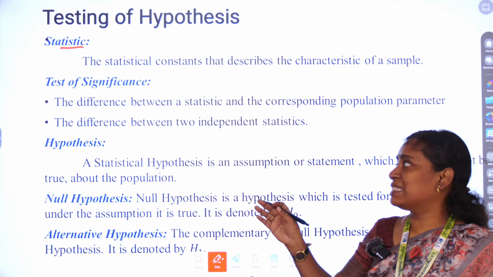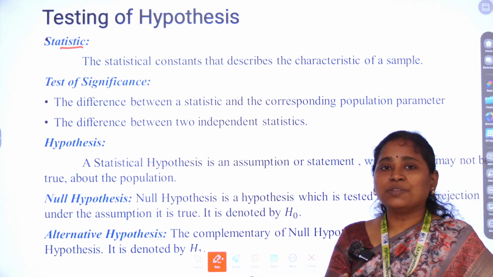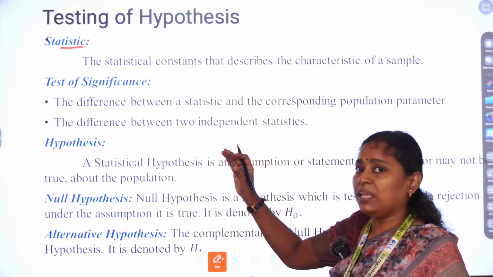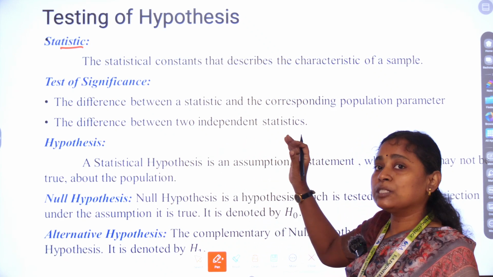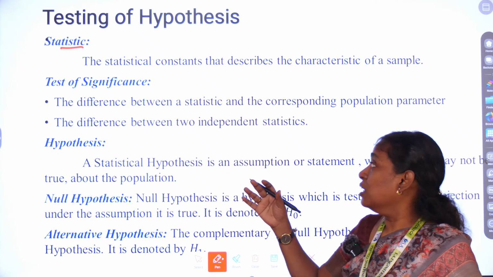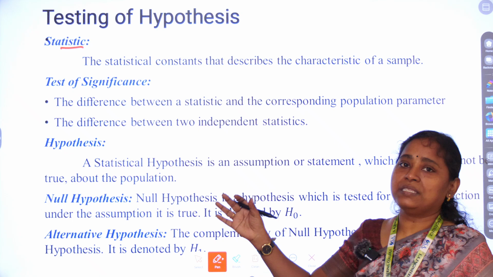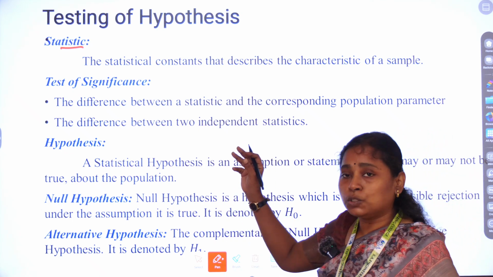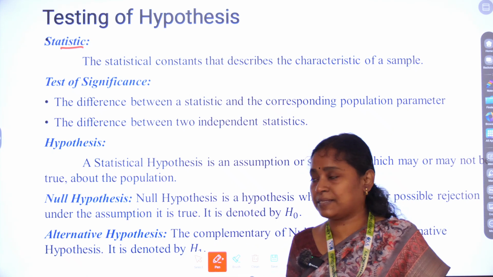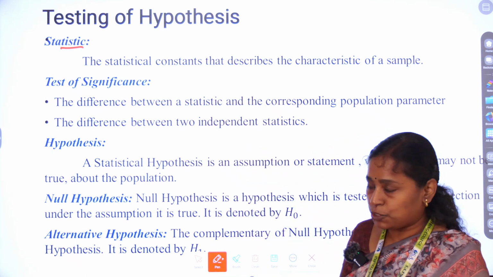Right? The next one is test of significance. So there are 2 tests of significance. The first one is the difference between the sample and the corresponding population parameter, and the second one is the difference between the 2 independent sample statistics. So these are the 2 tests of significance we perform in all the 5 sessions. A very important point to be noted.